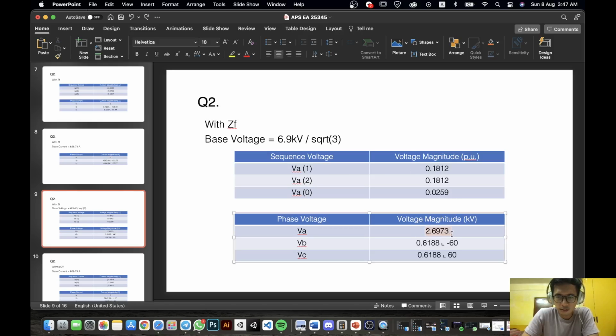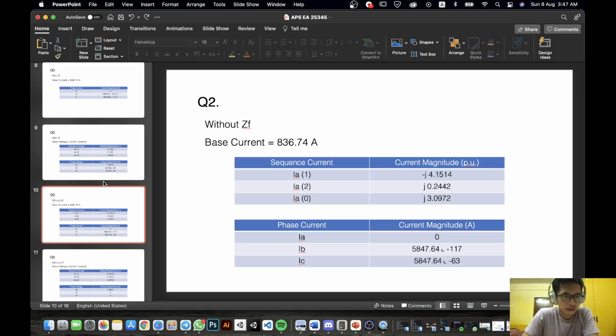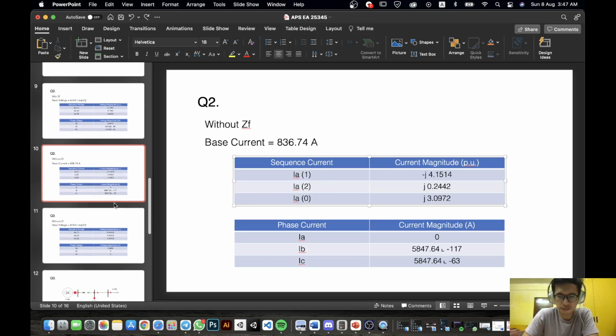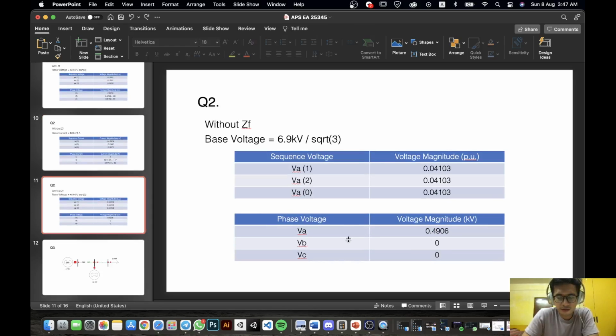This voltage that we obtained is already multiplied by the base voltage, which is 6.9 kilovolt over square root 3. For without ZF, these are the values, the same process but with ZF equals 0. We got the magnitude IA equals 0 again, and the same for IB and IC. For phase voltage, for VB and VC we got 0, and VA equals 0.4906, and all the sequence voltages are equal.